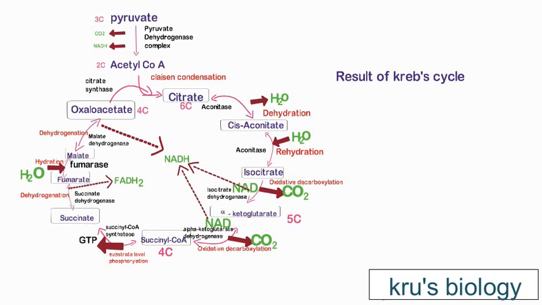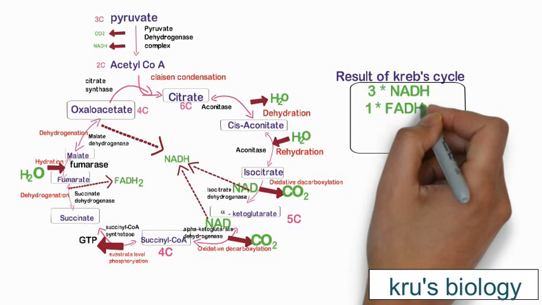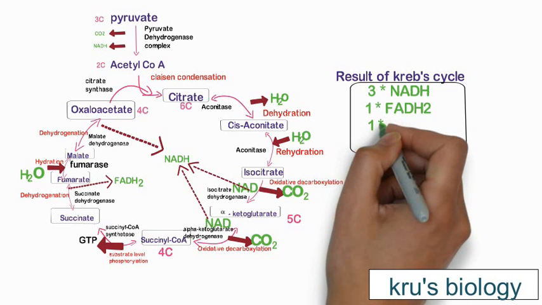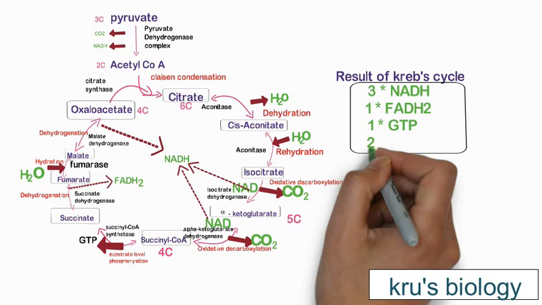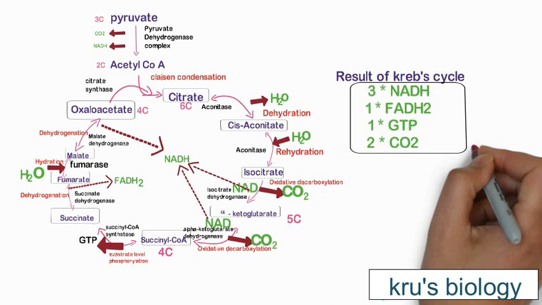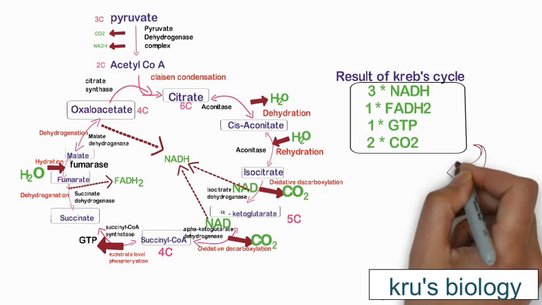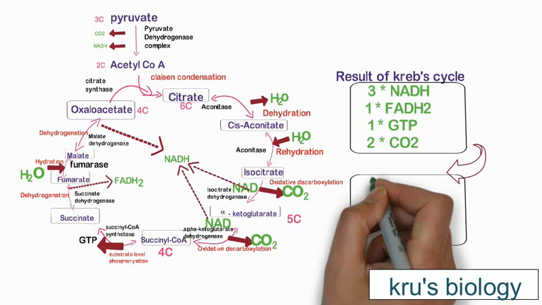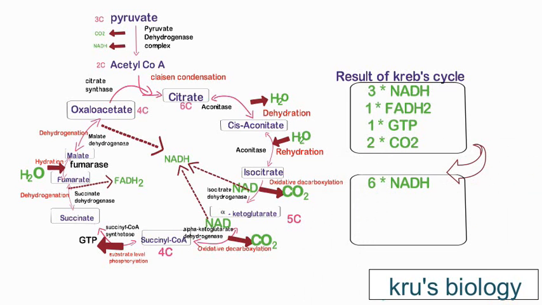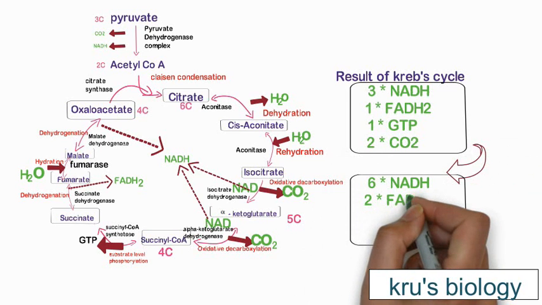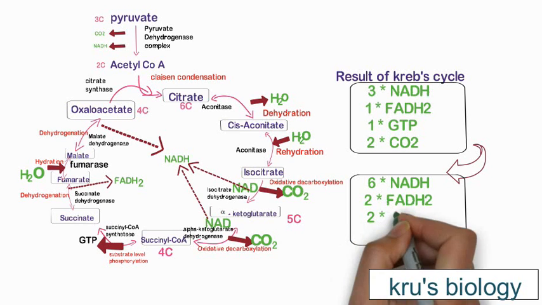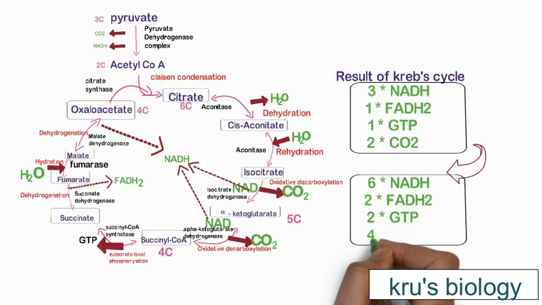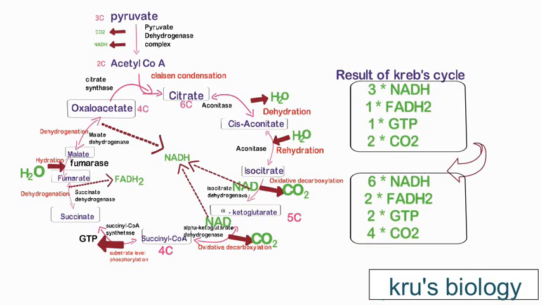So the result of the Krebs cycle is that it releases 3 molecules of NADH, 1 molecule of FADH2, 1 molecule of GTP and 2 molecules of CO2. Pyruvate is 2 molecules as a result of glycolysis. As 1 glucose molecule gives rise to 2 pyruvate, 2 Krebs cycles occur. Then it gives rise to 6 NADH, 2 FADH2, 2 GTP molecules and 4 CO2 molecules.